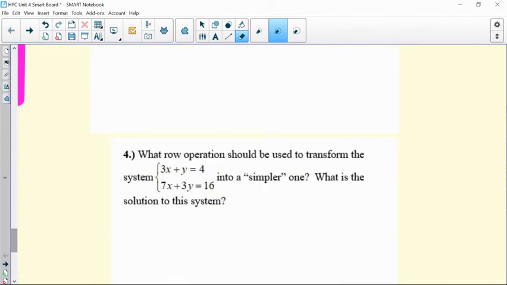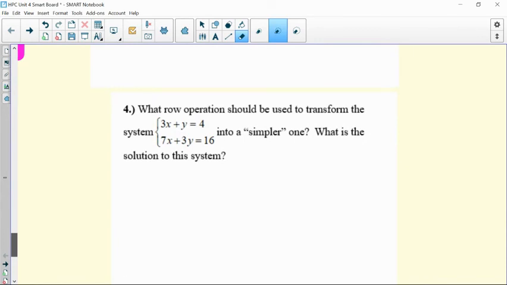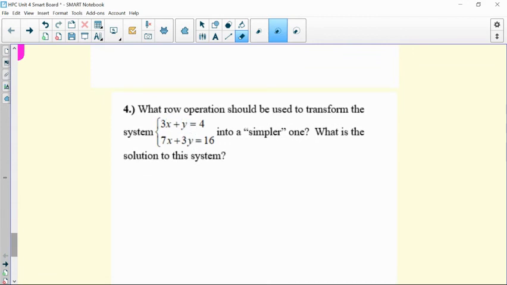Okay. And then thinking about example 4 here, it says, what row operation could be used or should be used to transform this into a simpler one? And when I say simpler, maybe it's going to get rid of x or get rid of y. So, thinking about a systematic way to solve, I might look for ways to cancel out variables. I've noticed there's a y and a 3y. If I could get those to be opposites, that would allow those to cancel.